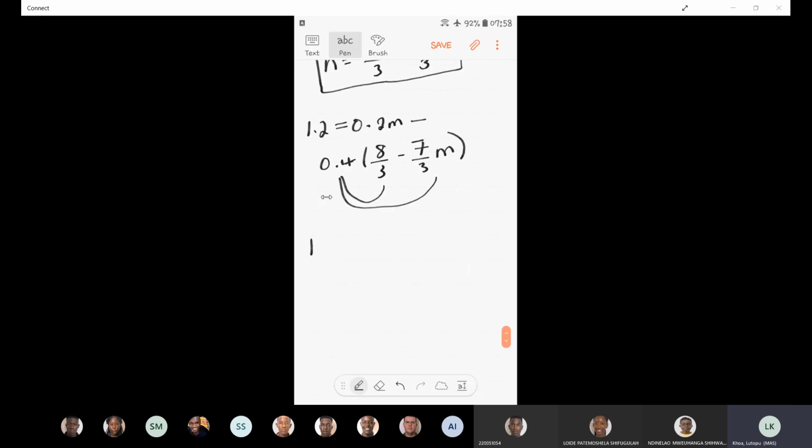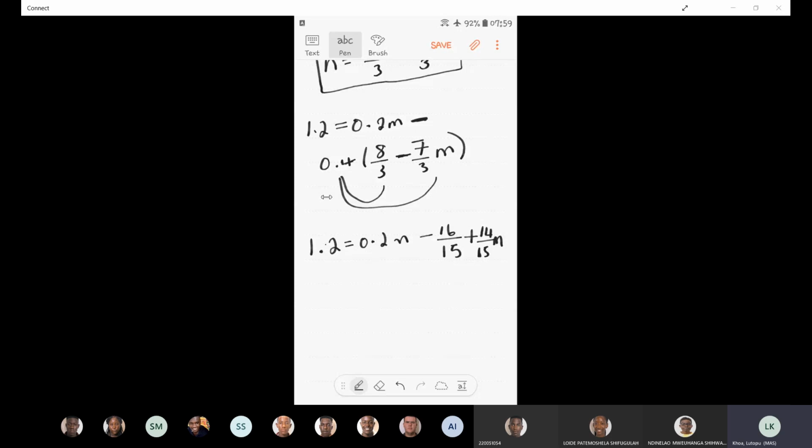So we have 1.2. This is equal to 0.2m. And remember this minus here. This minus is the sign of the 0.4. So it's also going to multiply inside the brackets. So I have negative 0.4 times 8 over 3. I get 16 over 15. And then when the negative multiplies the negative, so this negative here multiplying that negative over there, my answer is going to be positive. And that will give me 14 over 15. This is plus, okay, 14 over 15. And this is m over there. Okay, so just be careful with your negative.